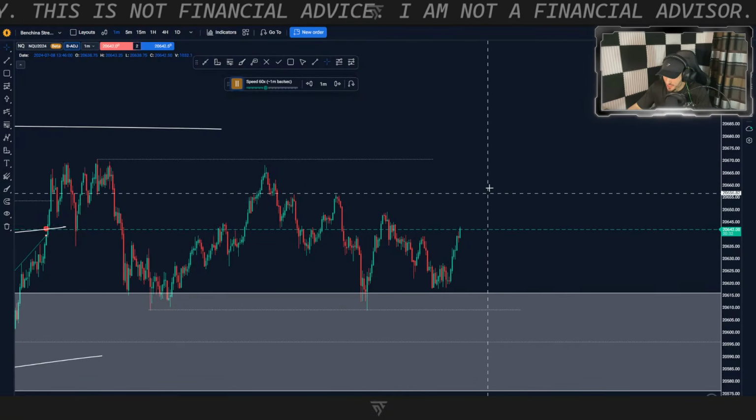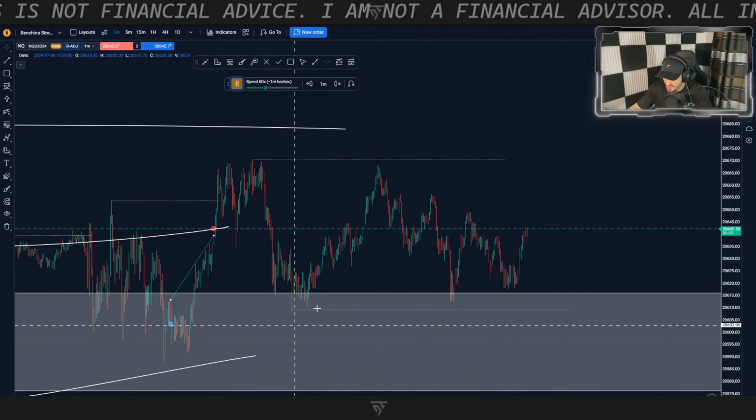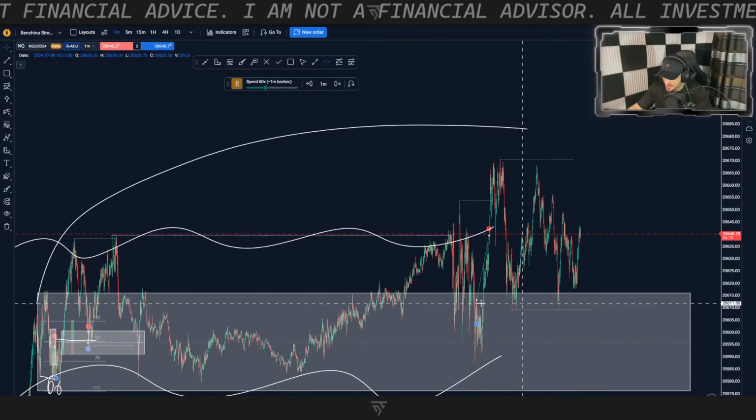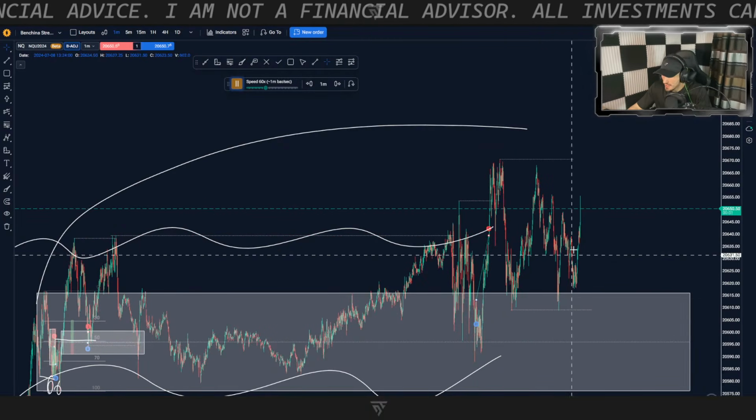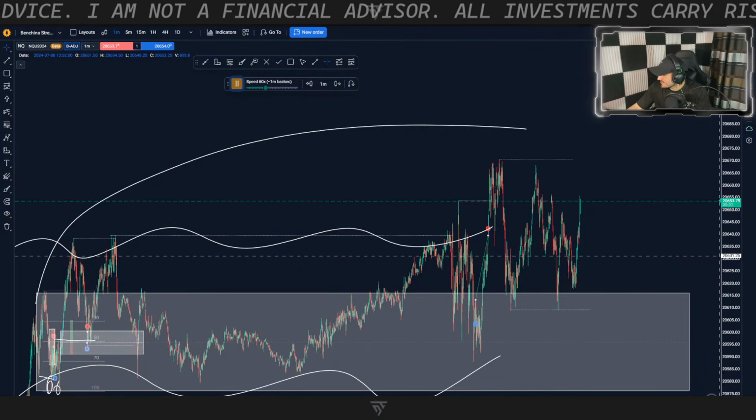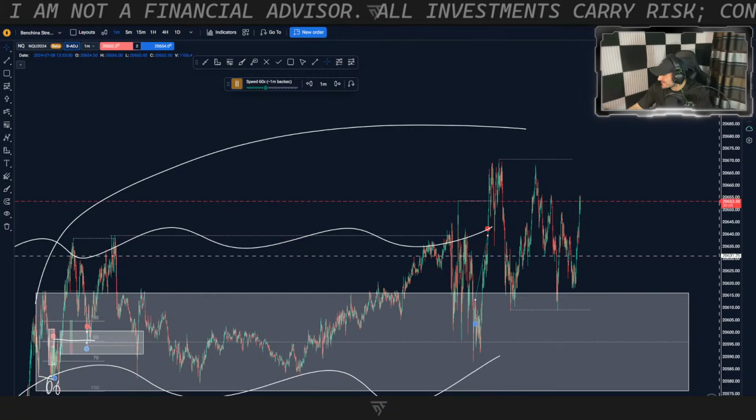Yeah, slowly but surely making our way higher, right? With that double bottom that we just created on top of that MM. There, we got it. Hey, let's go, baby.